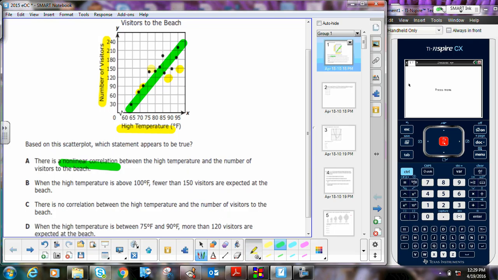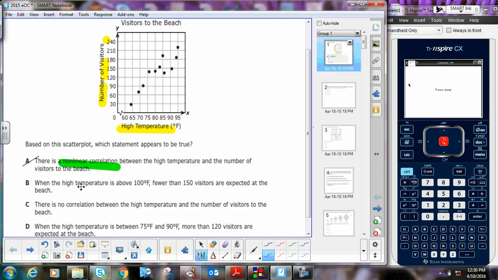Non-linear means your points have to be spread everywhere like this. This could be non-linear if you add this point. But in this case, this is linear because all the points fit almost in one line. So we're going to cross out A.